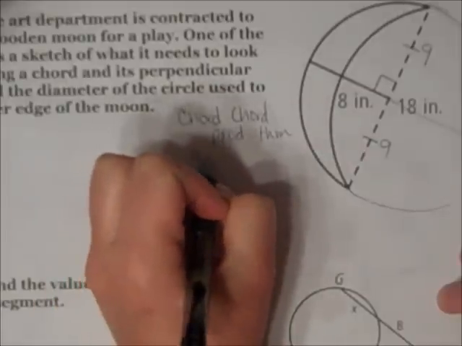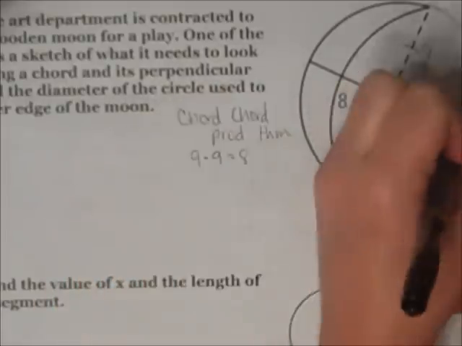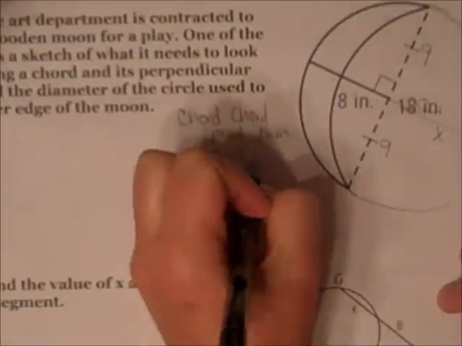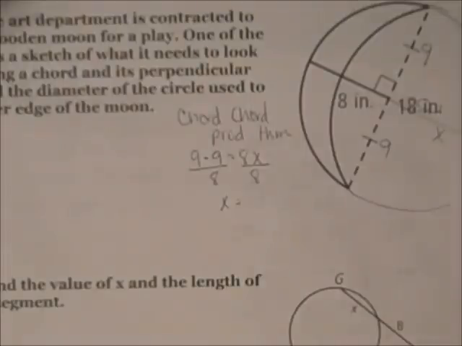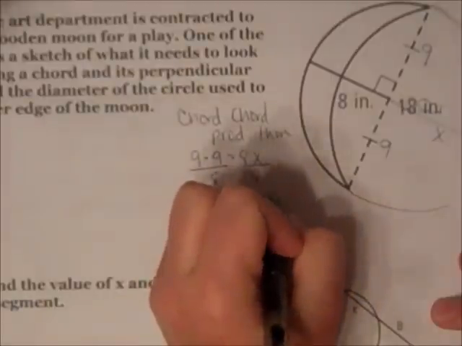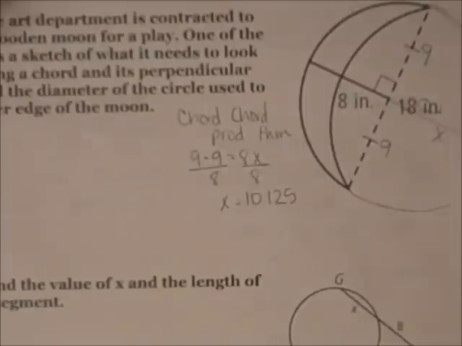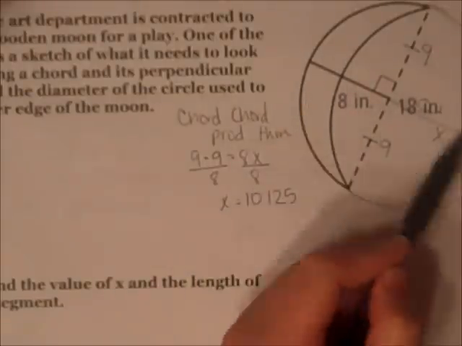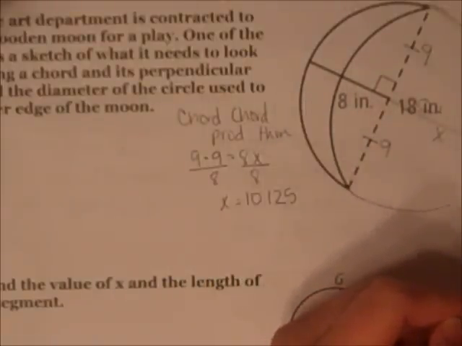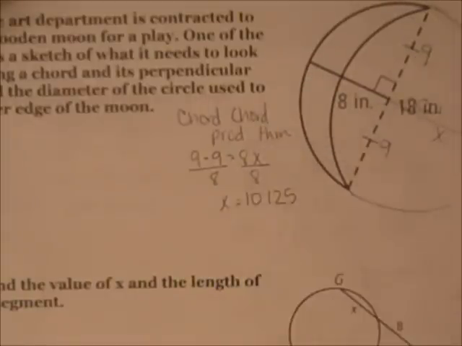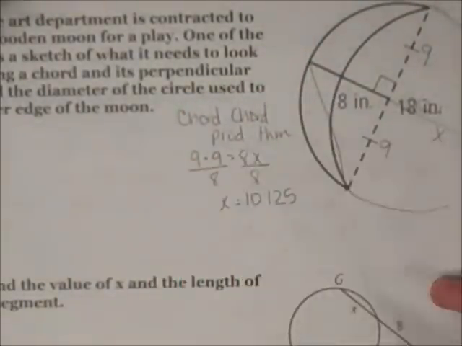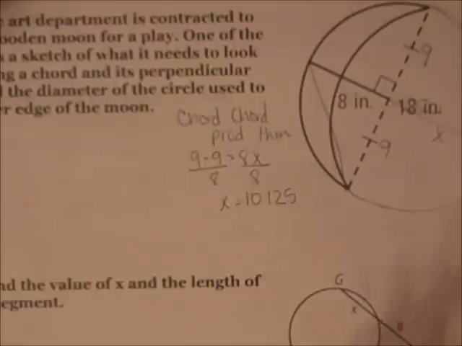So basically, 9 times 9 is going to be equal to 8 times x. So x, this piece that we didn't know, is going to be equal to 10.125. Now it wants us to find the diameter. We know this is the diameter because we know that from that 11.2 theorem. If these are going to be the perpendicular bisector like it was in that theorem where we did the Pythagorean theorem, this has to be the radius, or in this case we're going to go all the way through, so it has to be the diameter.